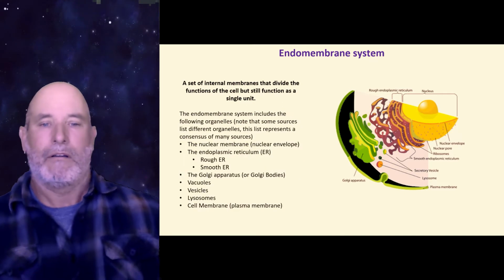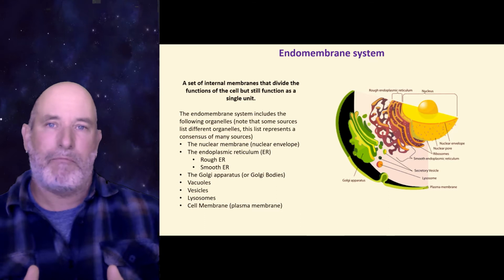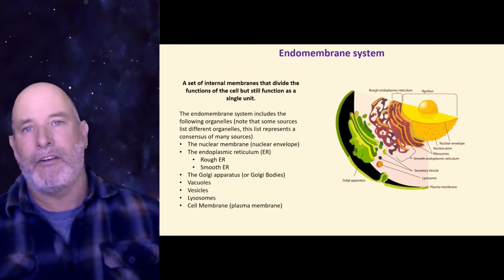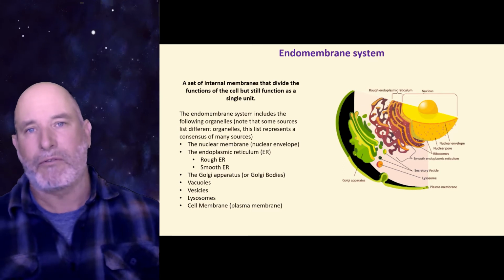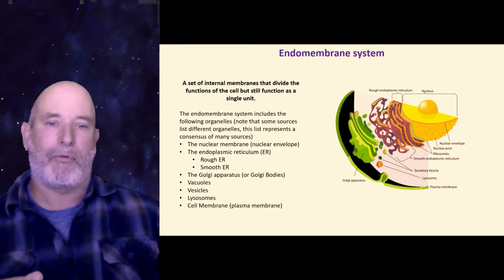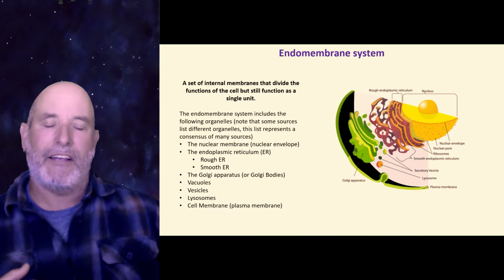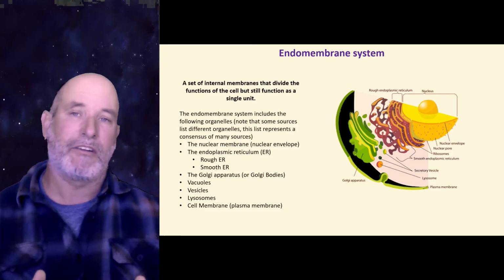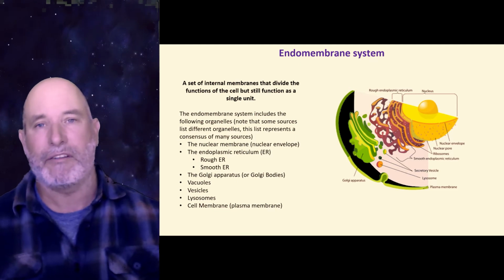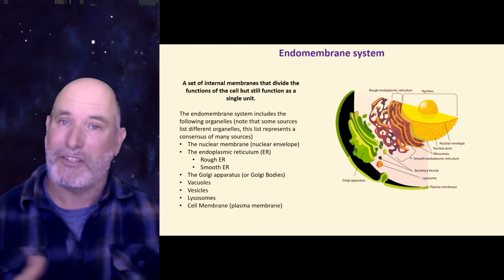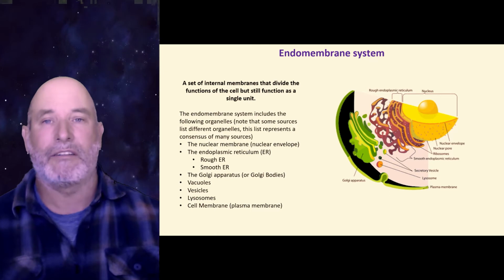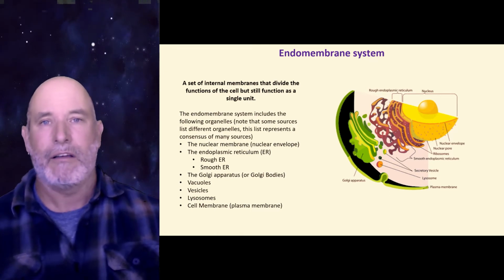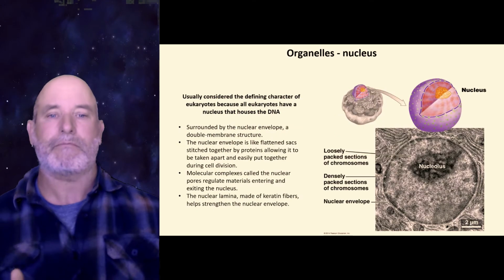And to be clear, the energy converting organelles, the mitochondria and the chloroplast, are not part of the endomembrane system. So basically the parts of the endomembrane system are the nuclear envelope, the endoplasmic reticulum, both smooth and rough, the Golgi apparatus, vacuoles, lysosomes, and various transport vesicles. Most people consider the actual cell membrane to be part of it as well, because all of these things are working together and are connected to each other, directly or indirectly through a transport vesicle.